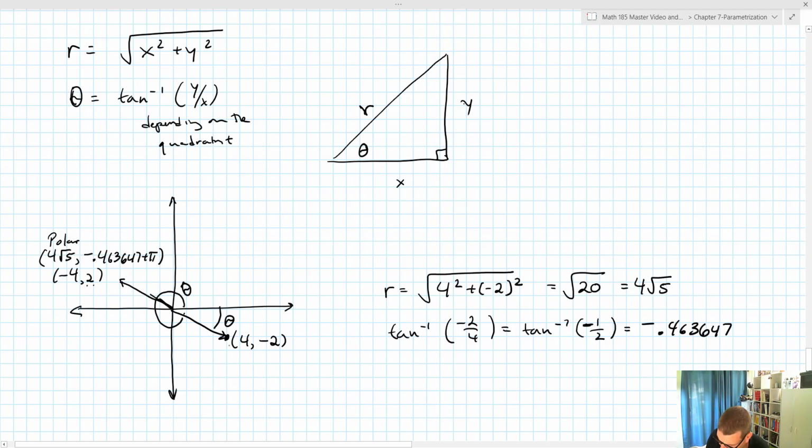For this one, we can actually just go directly from my calculator. So my polar here is going to end up being 4 root 5, comma, negative 0.463647. And that's how we go about finding the values for r and theta when we're given rectangular coordinates.